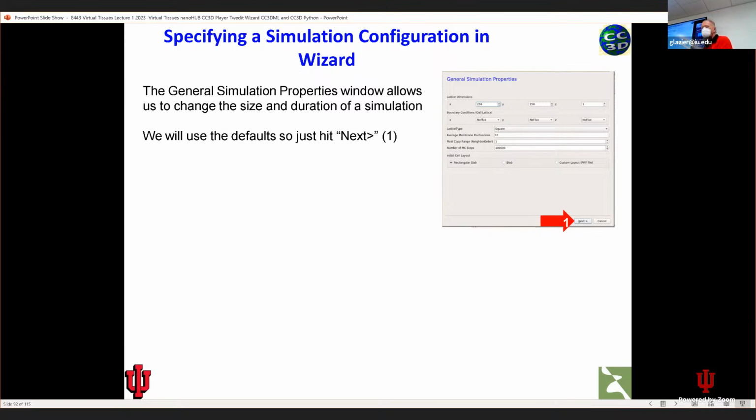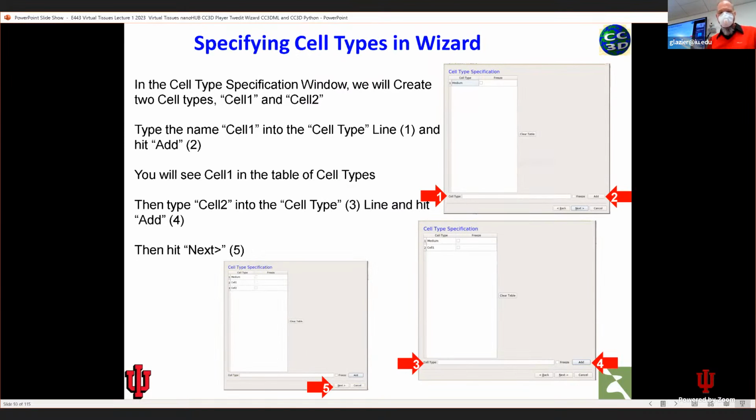It asks you how big the simulation should be because it's a lattice simulation. Is it 2D, 3D? Does it have periodic boundary conditions? What's the initial configuration of cells? We're going to just accept all the defaults for today, so just hit next. The next window specifies the types of cells.